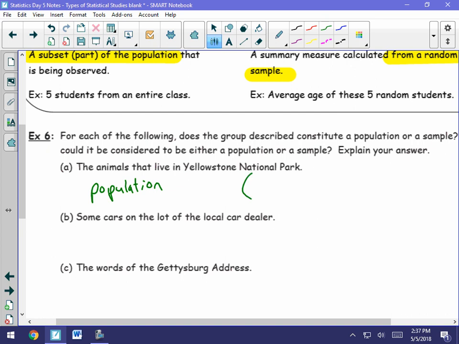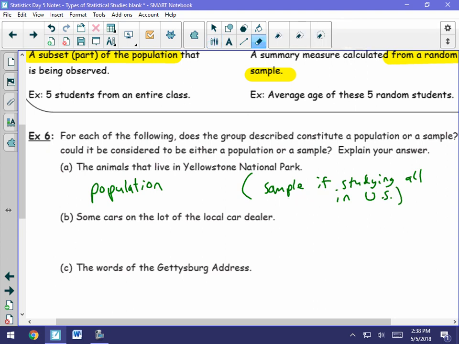However, what if we were discussing all the animals in the United States? In which case, that would just be a sample, right? So sample, if we're studying all the animals in the U.S. All right, so if we want to study all the animals in the United States and we're just looking at the animals in Yellowstone National Park, it's a sample. All right, but if we were just interested in the ones in Yellowstone National Park and we did all of them, then it's the population.